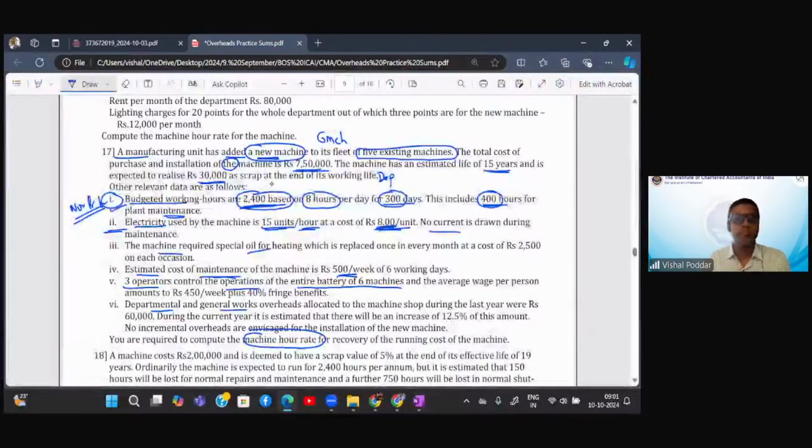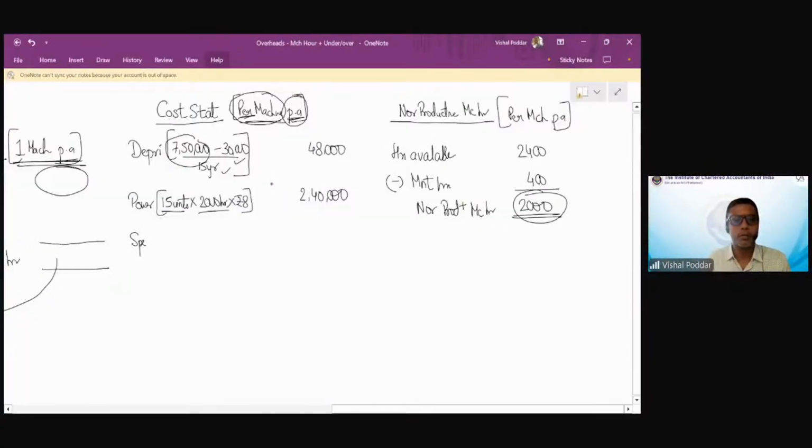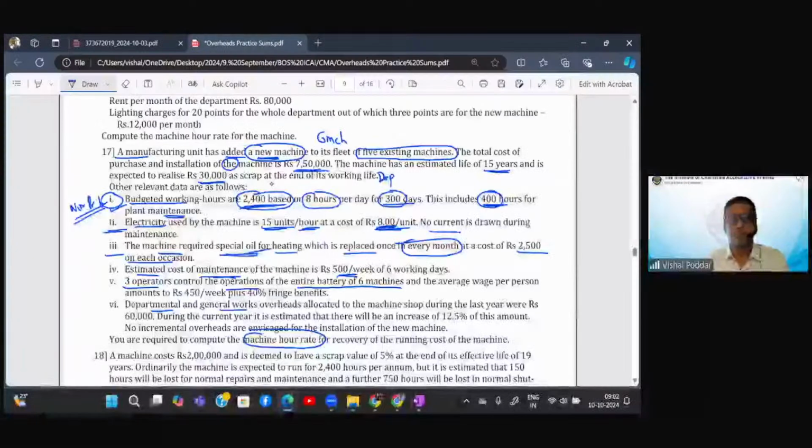Now, the next data is the machine requires some special oil for its heating process. This is replaced once every month, and the cost is 2,500 on each occasion, meaning per month. So this special oil is into 12 because it is 2,500 on each occasion. Occasion is a month. So this per annum per machine is 30,000. So as I said, the cost may be given at different denominations. You have to bring it to one level.